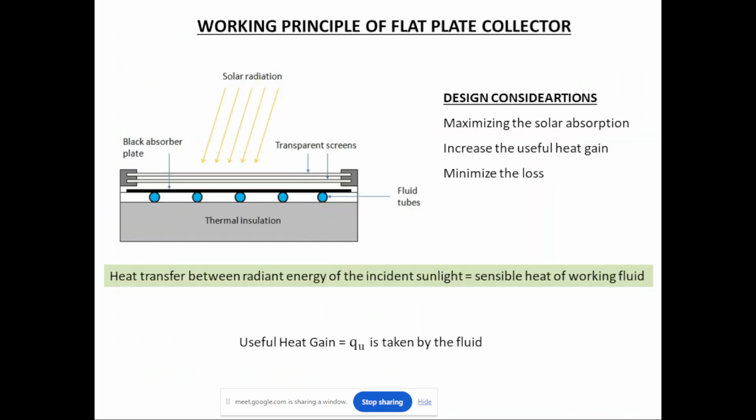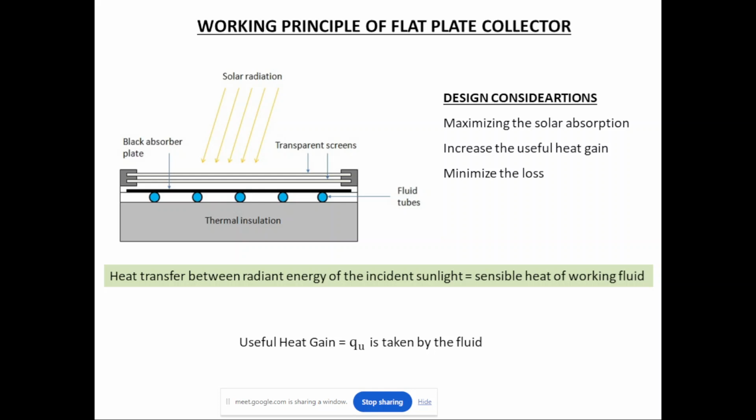So the design consideration that we want to keep in focus while designing is maximizing the solar absorption. Yes, and that is one of the reasons why we use a black absorber plate. It's called a selective surface. The black absorber plate absorbs all the radiation, so it will be able to heat up the object. If you take a white plate, it will almost reflect all the wavelengths of the light, so it may not get heated up as fast as a black object. The other considerations are to increase the useful heat gain and minimize the losses.